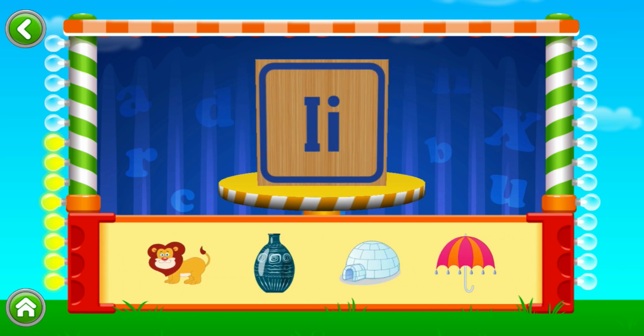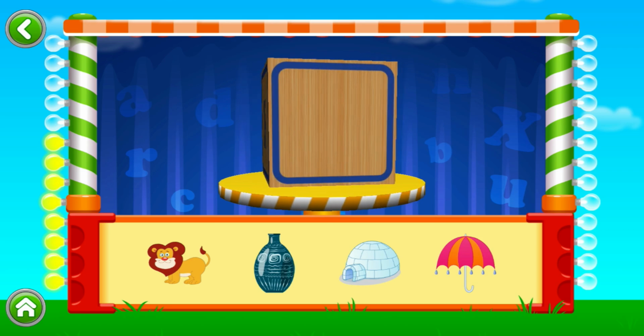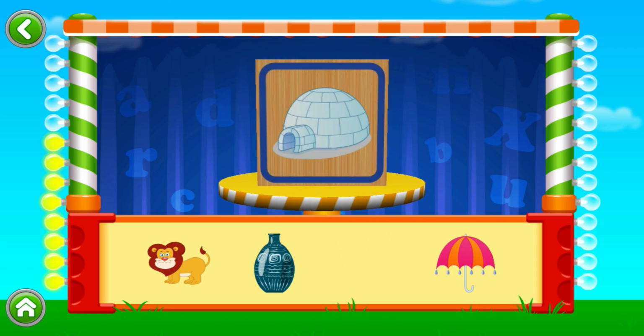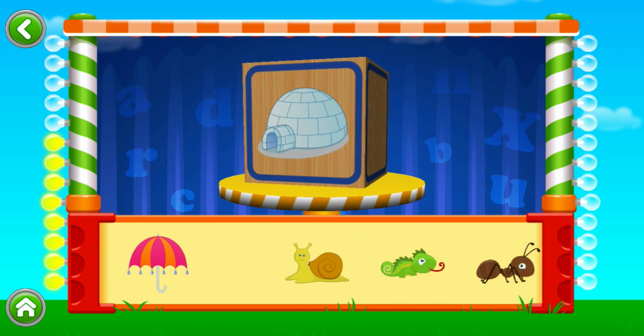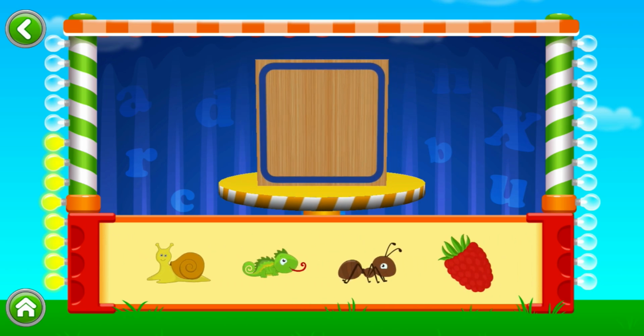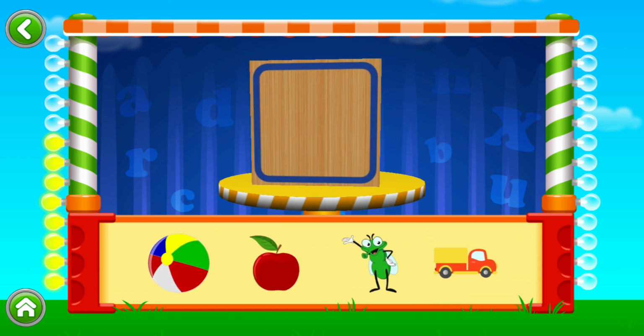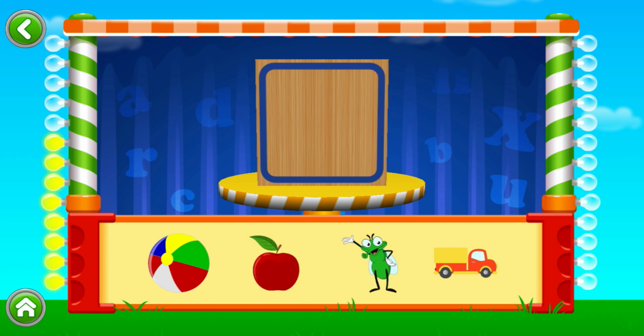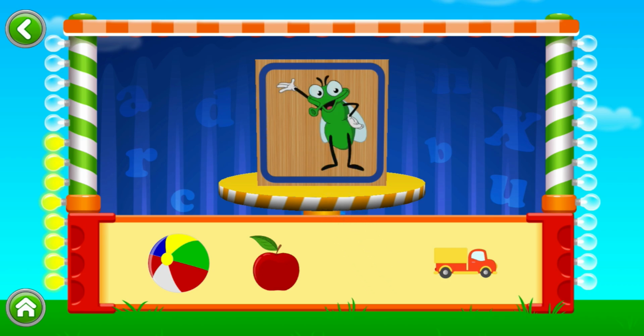I, eh. Igloo. Go ahead and turn the letter cube. Iguana. Now, let's do the next side. Insect.